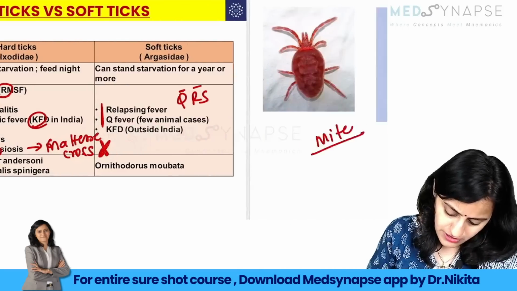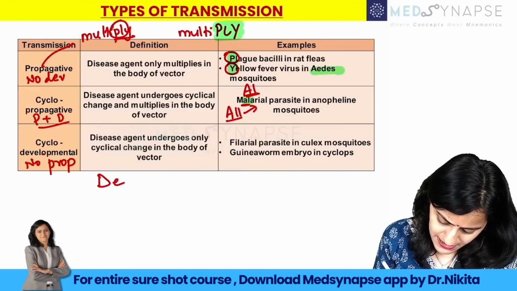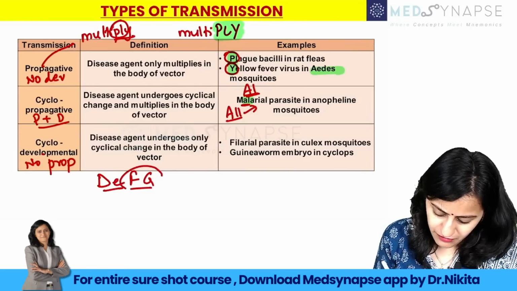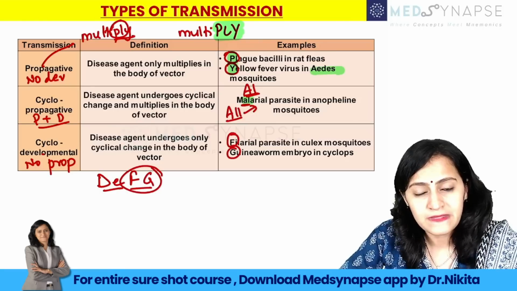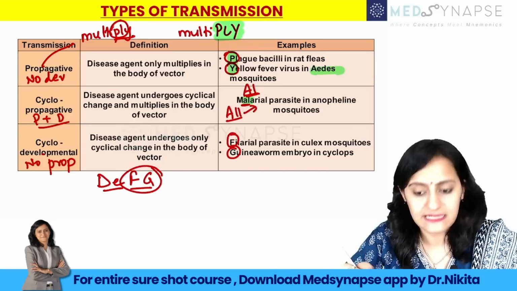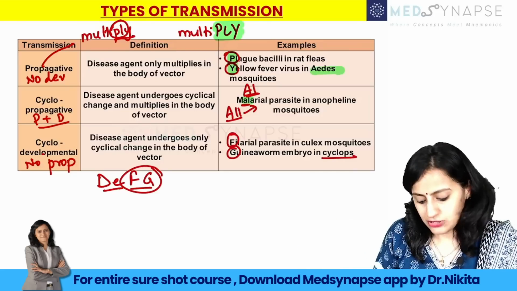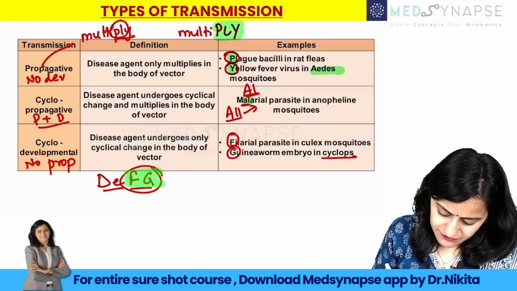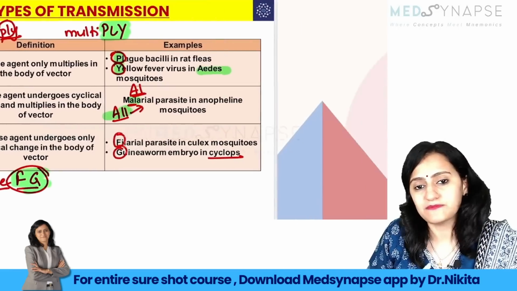Developmental. So remember that for developmental, DEFG. For developmental, the F and the G, that is filaria and guinea worm. So filarial parasite in the Culex, Bancroftian Filariasis, guinea worm in the cyclops. This is just the developmental that's happening. So developmental is DEFG. Malaria is all. That means cyclical development plus propagation.